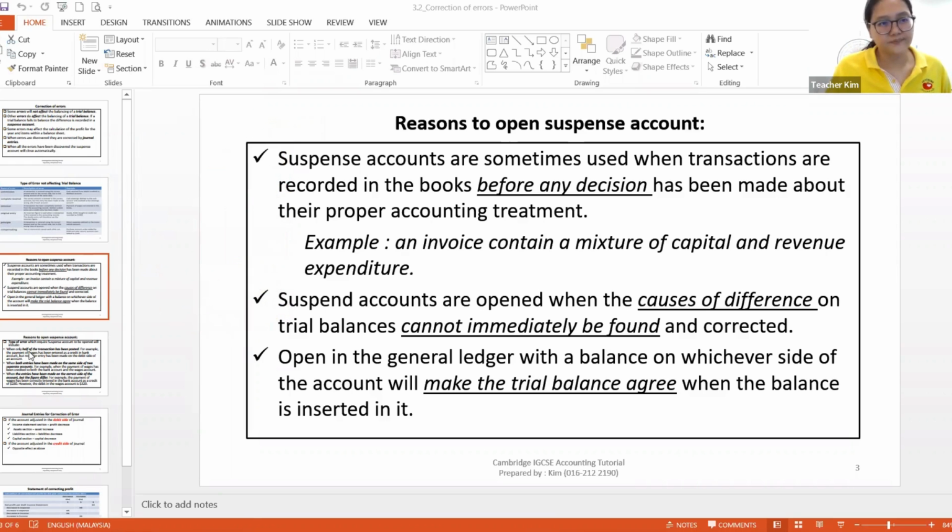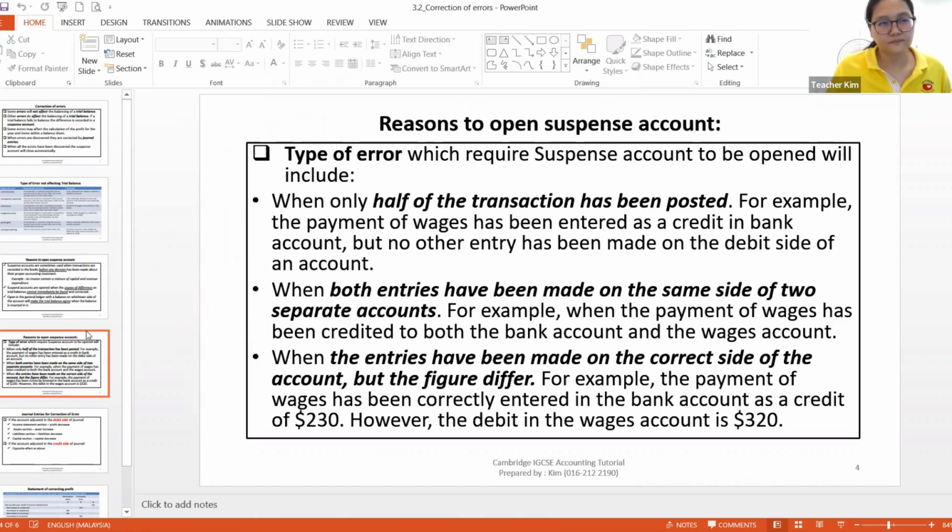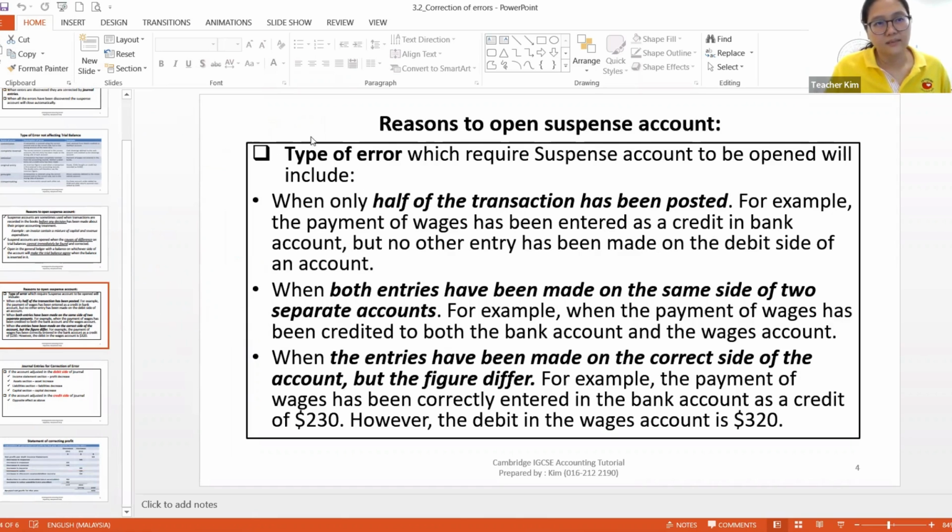Okay, next. Time of the error requiring suspense is when there is only half of the transaction being posted. That means we forgot to do the other side. But in real life nowadays, most people use accounting software, where we set the controls. This is unlikely to happen, because most accounting software, even a single cent difference, does not allow you to post. So that's the good thing about accounting software.